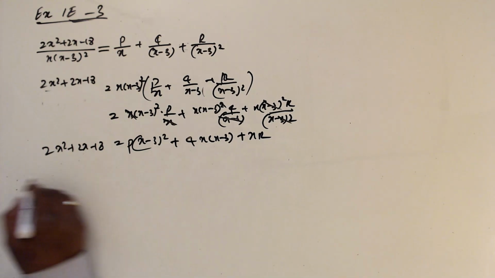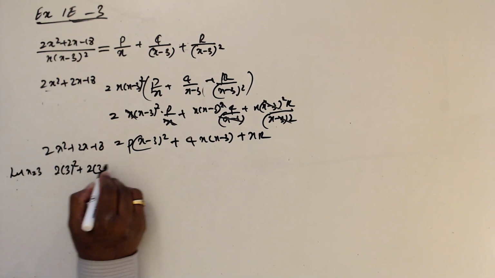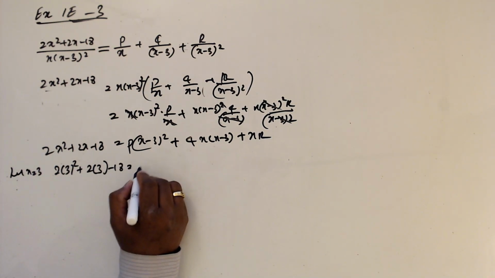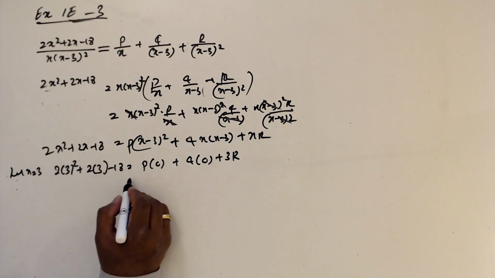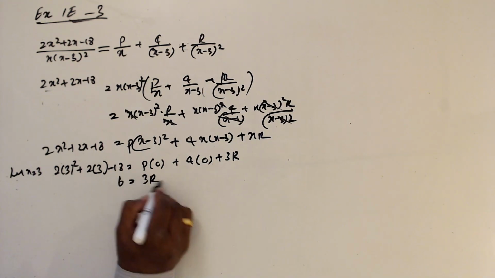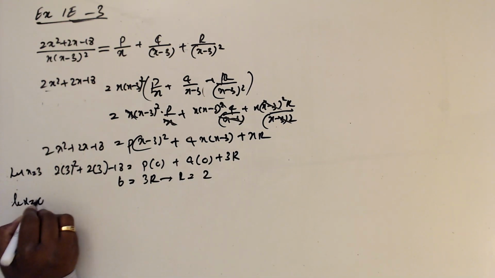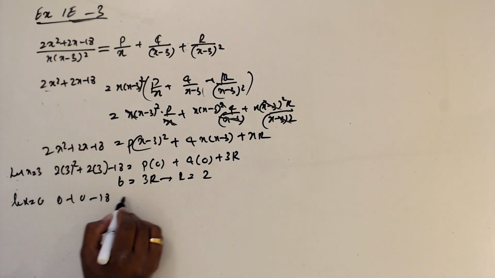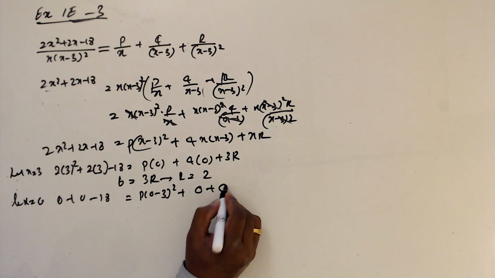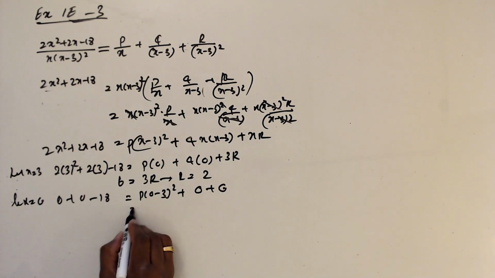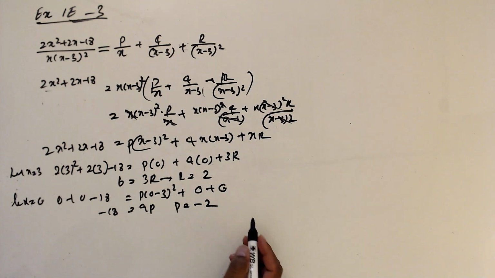Let x equal 3. We can see 2 times 3 square plus 2 times 3 minus 18 equals p times 0 plus q times 0 plus 3r. So this value is going to be 6 equal to 3r, so r equals 2. Then let x equal 0. This is 0, 0 minus 18 equals p times (0 minus 3) square plus 0 plus 0, and then this is 9p, so minus 18 equals 9p, p equals minus 2.